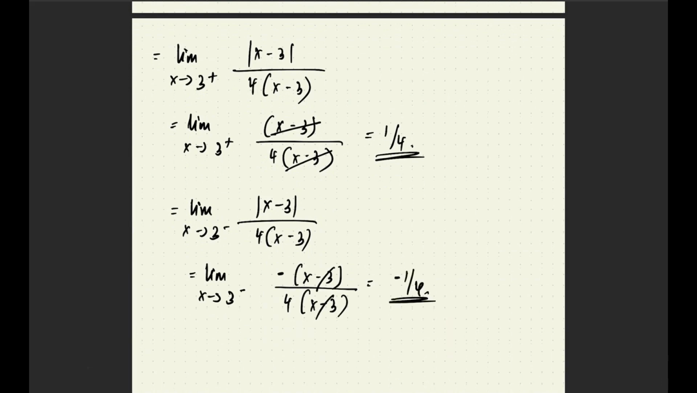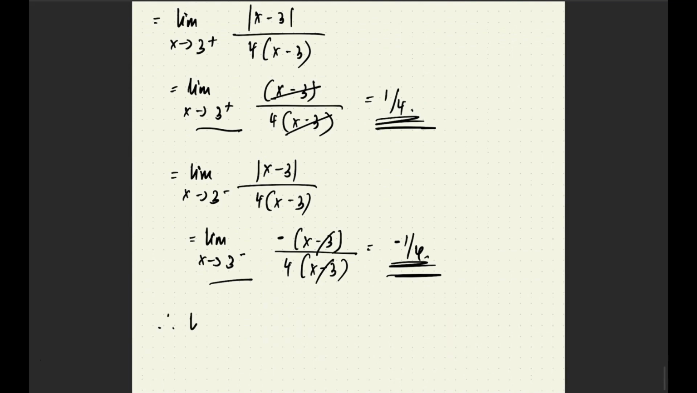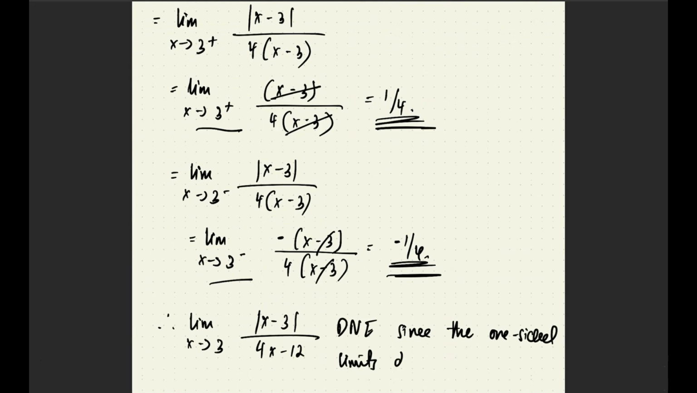So in this case, the one-sided limits exist. The limit as x approaches 3 from the right is 1 over 4. The limit as x approaches 3 from the left is negative 1 over 4. But the one-sided limits do not equal each other. So what does that mean? That means that the overall limit as x approaches 3 of our function does not exist, since the one-sided limits do not equal each other.